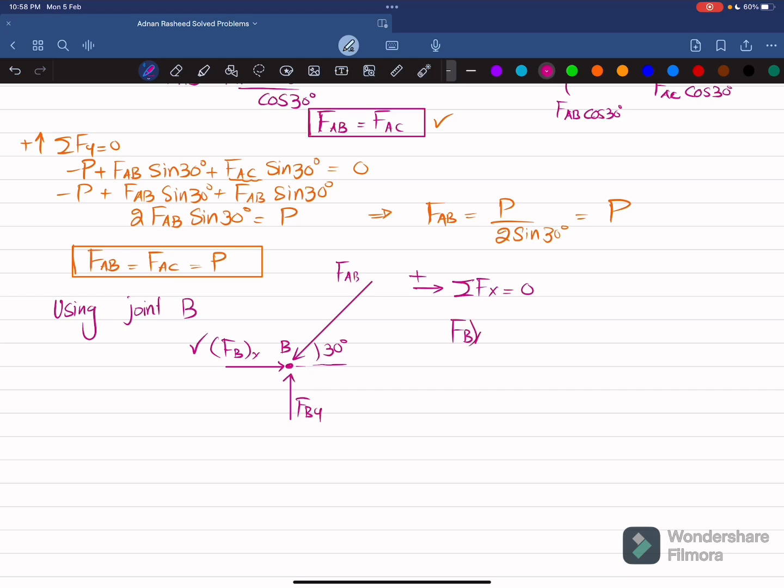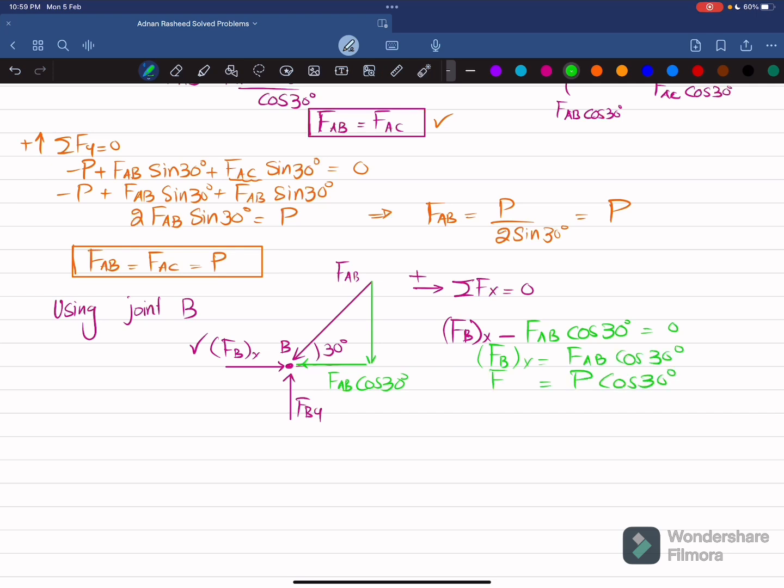So FBX component minus this force will have two components. One is in the y direction and the other one is in the x direction. So this component will be FAB cos of 30 degree. So I will write minus FAB cos of 30 degree is equal to 0. So FBX component will be equal to FAB cos of 30 degree. Since FAB is equal to P, it will be equal to P into cos of 30. So this is FBX. Clear?